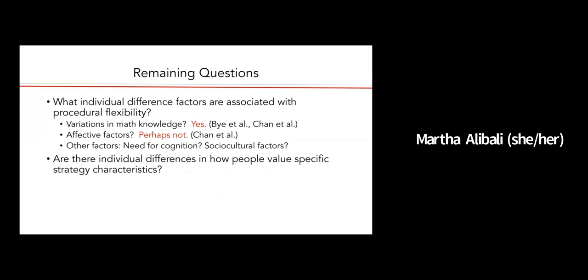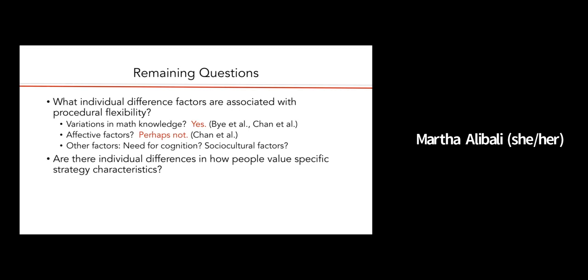But all right, I just want to highlight, in light of that, a couple of remaining questions for future work. First, this thread of individual difference factors, I think, ran through some of the talks. What individual difference factors are associated with this kind of flexibility? Variations in math knowledge? Yes, we saw that in multiple talks. Affective factors were correlated in the Chen et al. work, but in the end, they were not part of the significant prediction of efficiency in the final models, I believe.